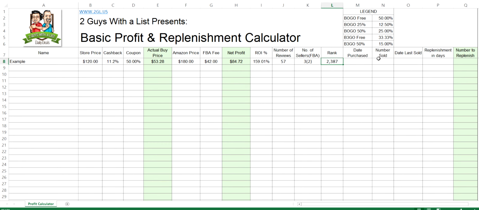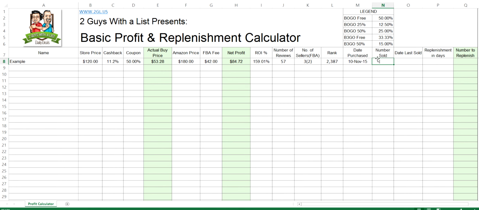Okay, so this one is very important. What was the date that you first purchased this item? So if I bought this item on, let's say, the 10th of November in 2015, okay, I want to put that in there.